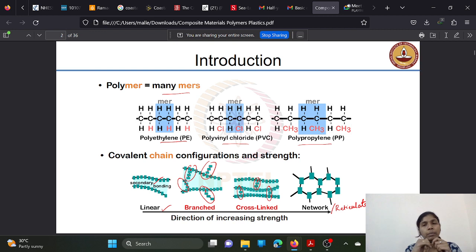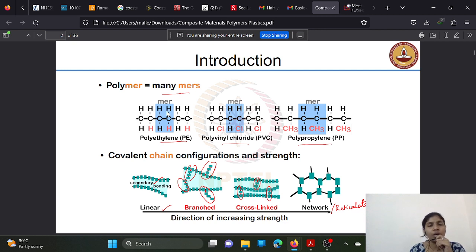See, what do you mean by polymers? You would have heard it before you joined your graduation. What do you mean by polymer? It is a chain of many units. Here you are able to see, polymer is equal to many mers. Mer is nothing but a unit.